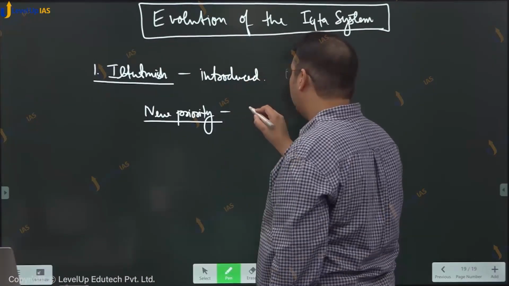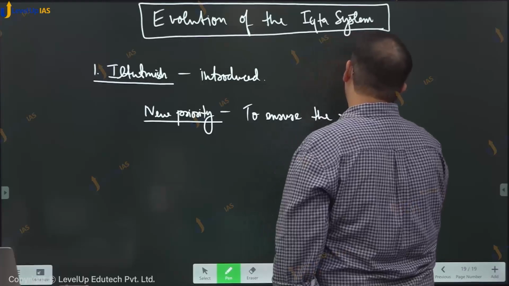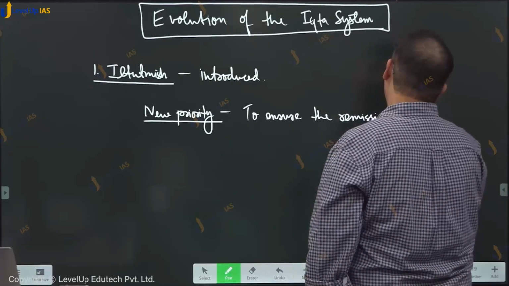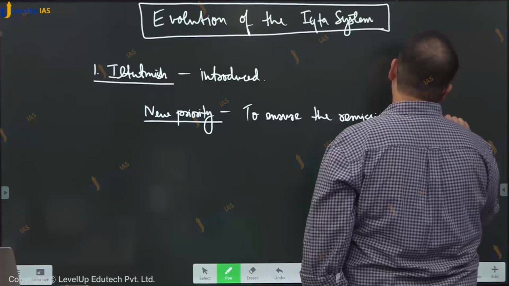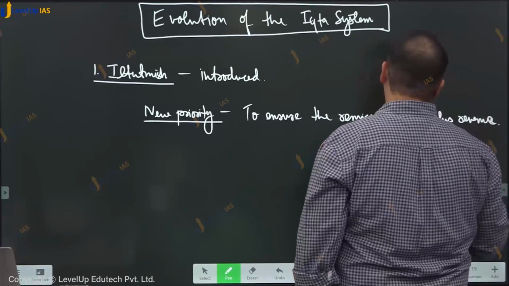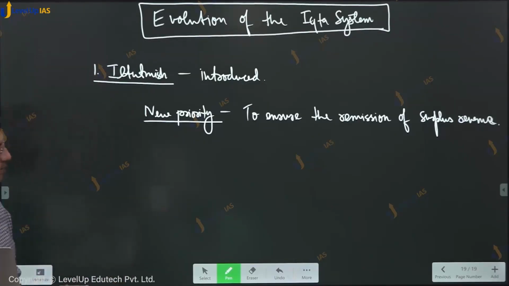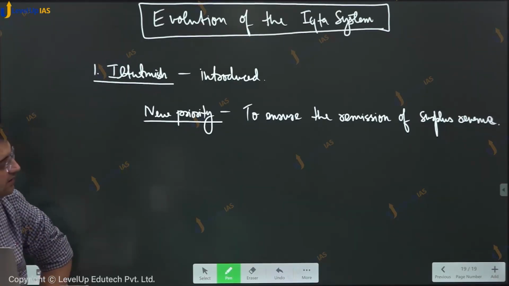That is to ensure the remission of surplus revenue from the remote areas to the imperial treasury in a reliable manner.